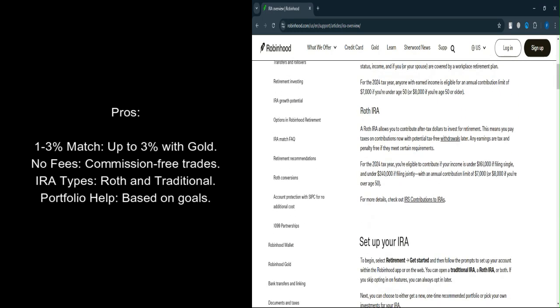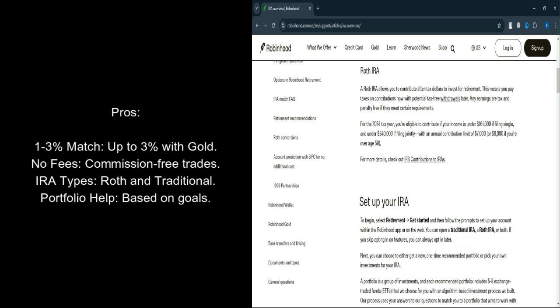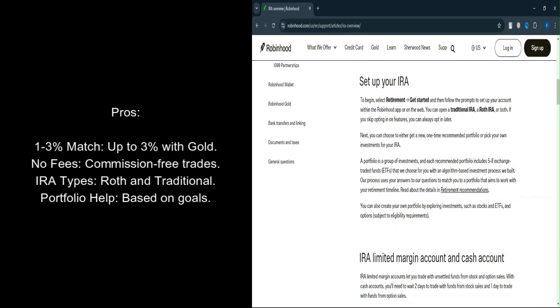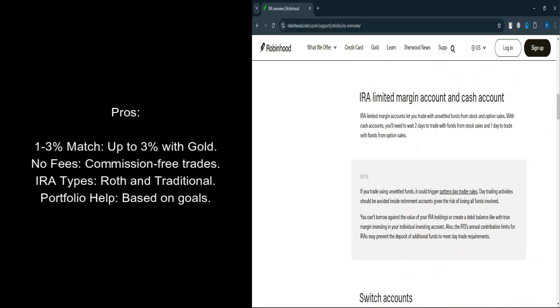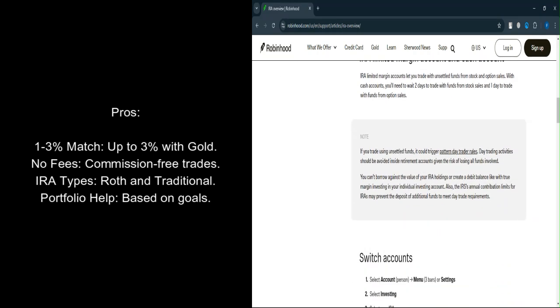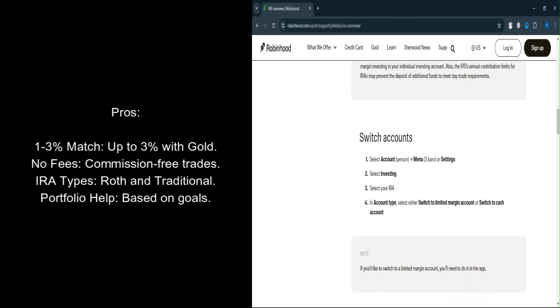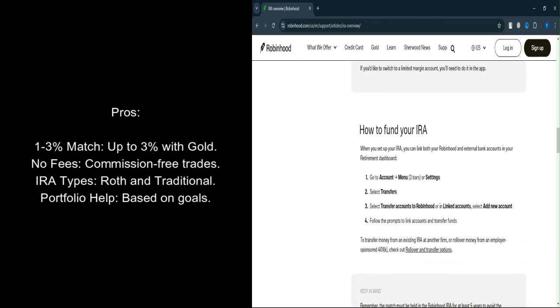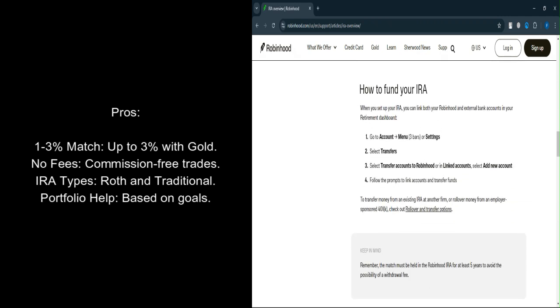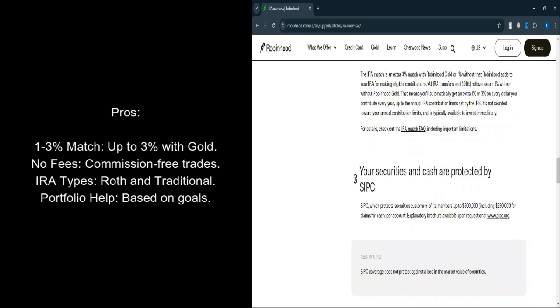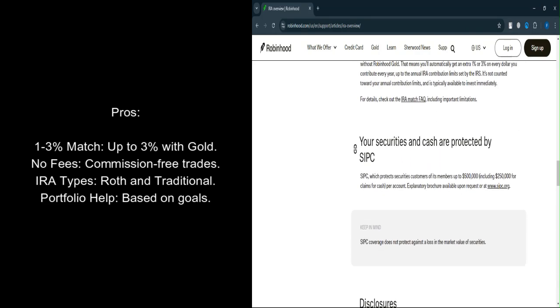Roth and traditional IRAs. Flexibility to choose between both types of IRAs depending on your tax strategy. Custom portfolios. Access to portfolio suggestions based on your financial goals and risk tolerance. Gold account benefits. Higher match rate, access to margin trading, and higher APY on idle cash.